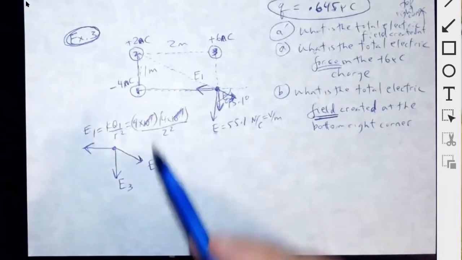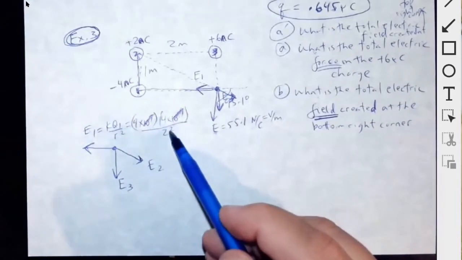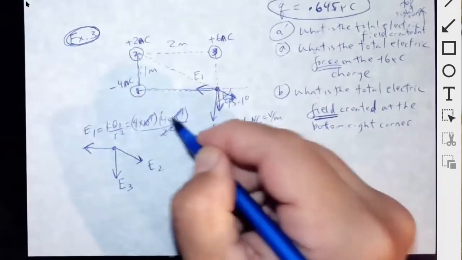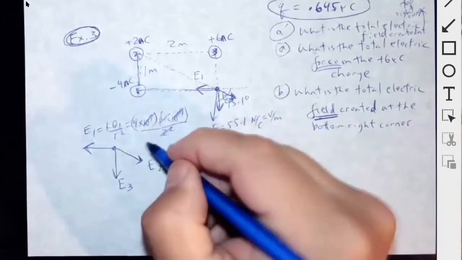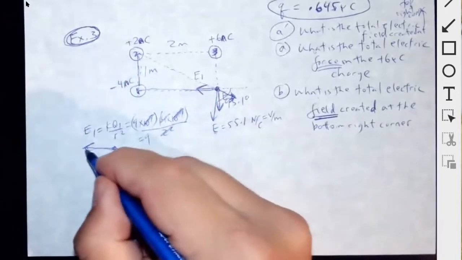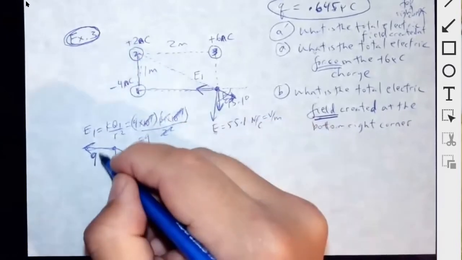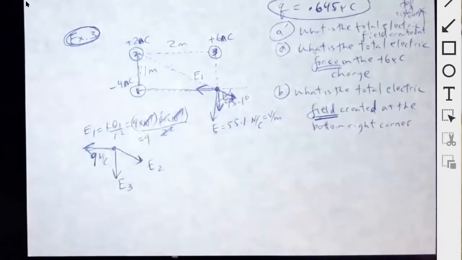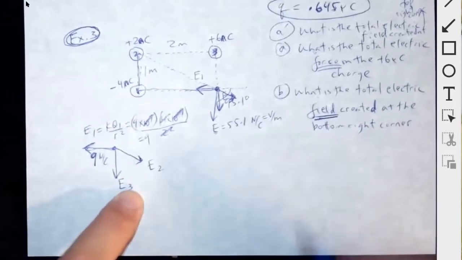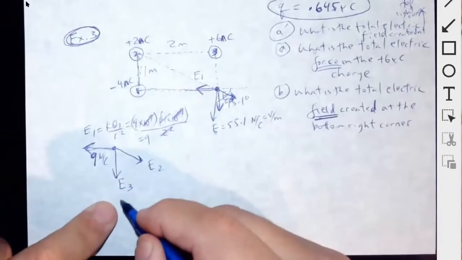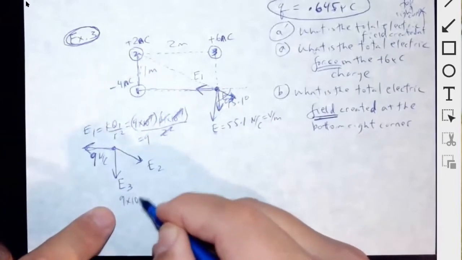So what do you get here? The 4 over the 4 cancels out, and you just get 9. Okay, so the value of this vector is just simply 9. And that's newtons per coulomb. Okay, then we can calculate E3, which is just 9 times 10 to the 9th.